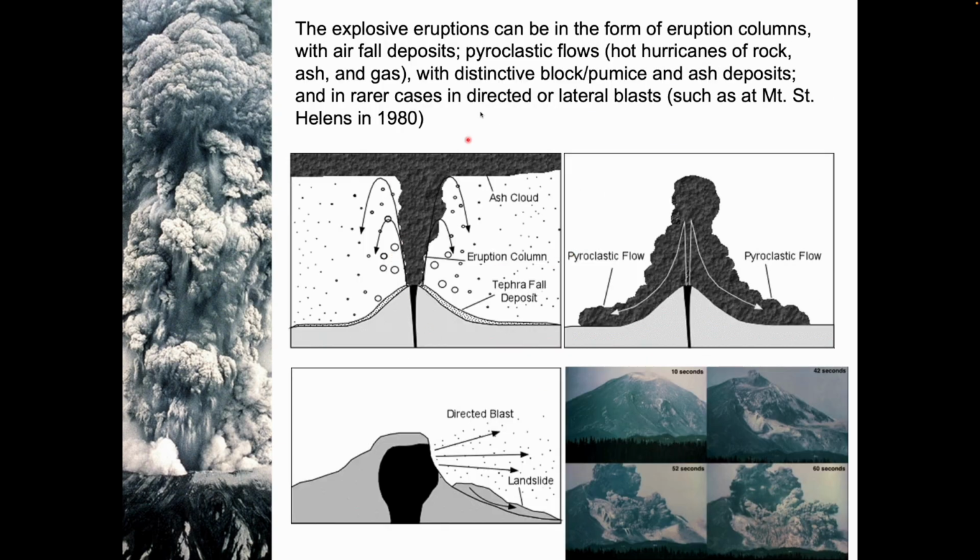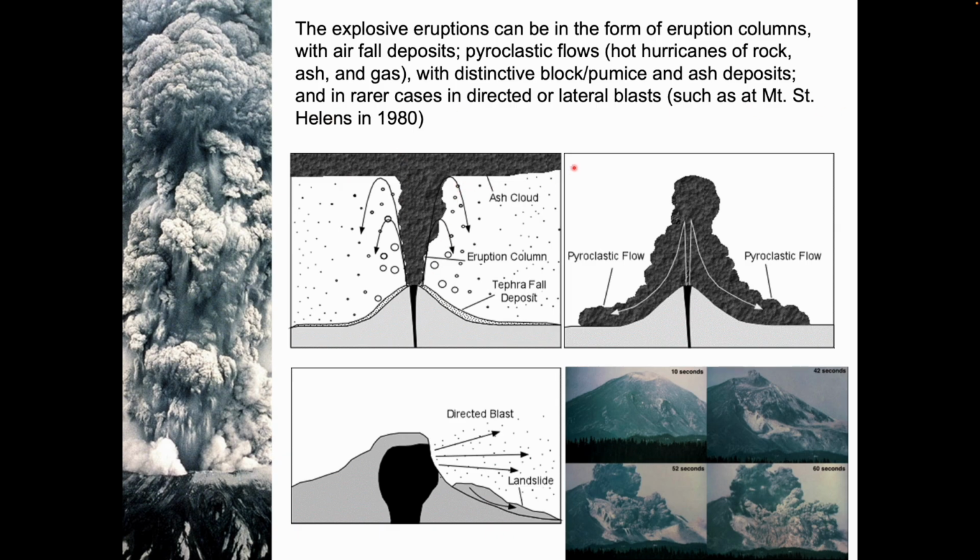These explosive eruptions can be in the form of eruption columns with airfall deposits, or pyroclastic flows where these ash clouds collapse and run down the flanks of the volcano, and you also have distinctive block and pumice or ash deposits near the volcano. In very rare cases, an explosive eruption will be a directed or lateral blast, which is what Mount St. Helens did in 1980.